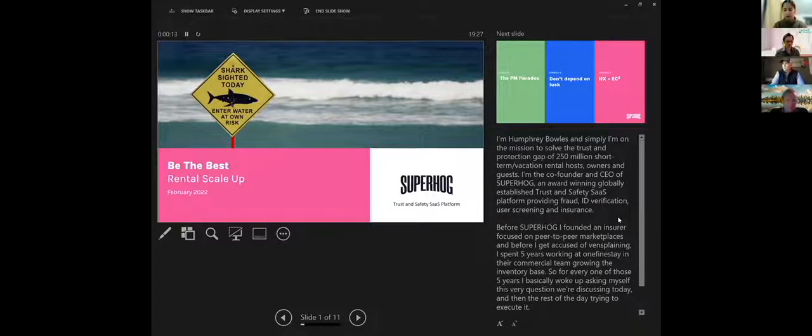Humphrey. Thanks so much, Thibault, and thank you everyone for being here. So yes, I'm Humphrey Bowles, and simply I'm on a mission to solve the trust and protection gap of hosts and guests around the world. Superhog is an award-winning, globally established trust and safety SaaS platform, providing fraud, ID verification, user screening, and insurance.